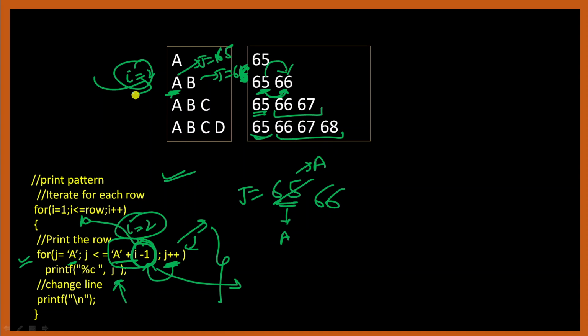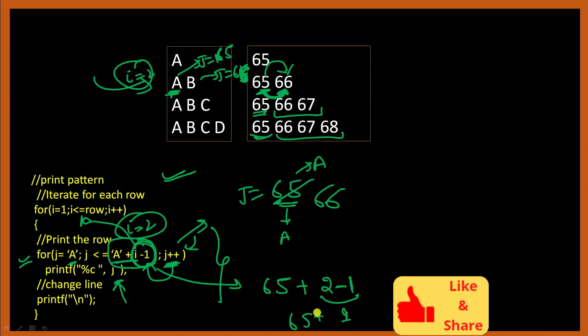So for i equal to 2, this will remain constant, it is not dependent on j. This is like, for i equal to 2, 65 plus 2 minus 1. I want two things to be printed, 65, 66. But basically after 65 I want one more step to go ahead, so I use this i, but I want to subtract 1 so that I get 1 here. 65 plus 1, only one step, simple.